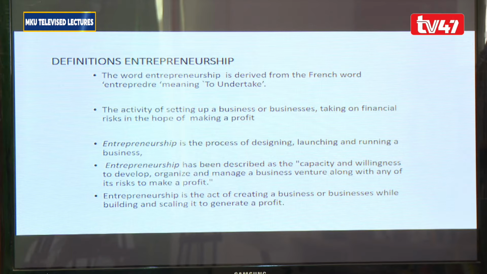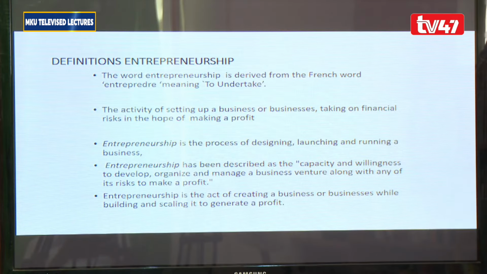Entrepreneurship, therefore, is a process of designing, launching, and running a business. It is described as the capacity and the willingness to develop, organize, and manage a business venture for a long time. That is why when we say somebody is an entrepreneur, he has already demonstrated that capacity or willingness to keep on trying. It doesn't mean that when you start a business and it fails, and you start another one and it fails, you are not in entrepreneurship. You are. But we must be able to observe that consistent capacity to move things, to organize and manage a business. And basically, it is with the aim of making a profit.